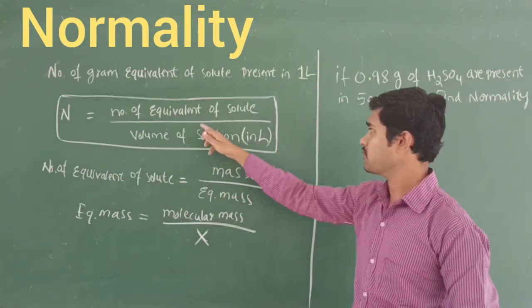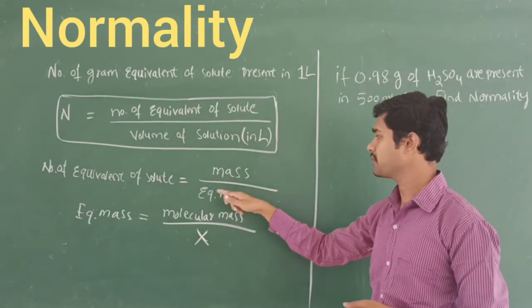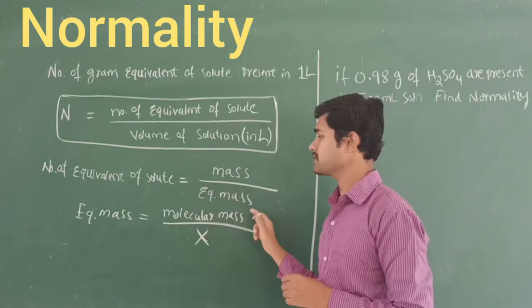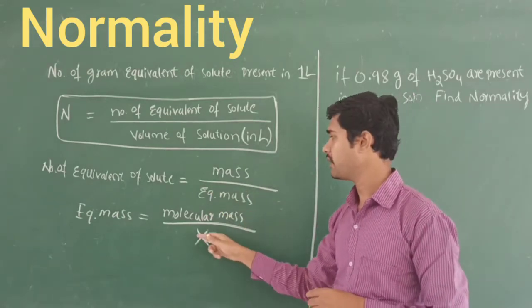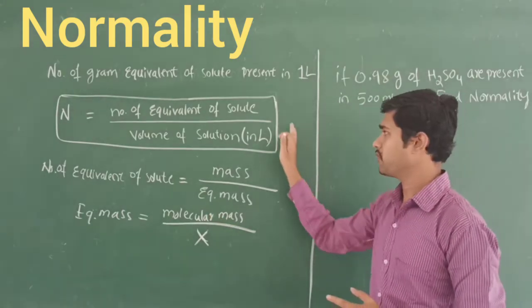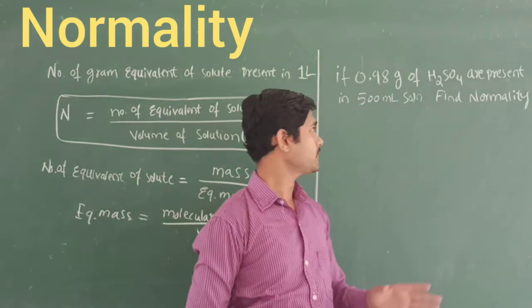And what is the equivalent of the solute? Equivalent of solute is equal to mass per equivalent mass. In the question the mass will be given, but we have to find the equivalent mass by using this formula: equivalent mass is equal to molecular mass divided by X. If we know these rules, we can calculate very easy problems.